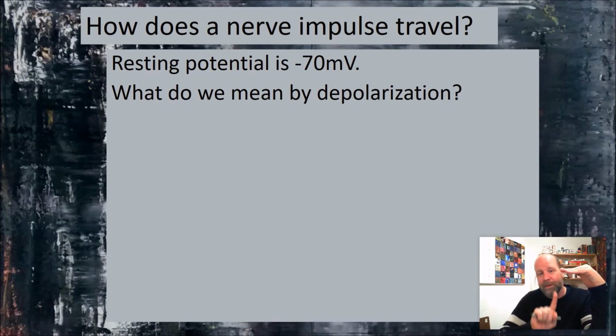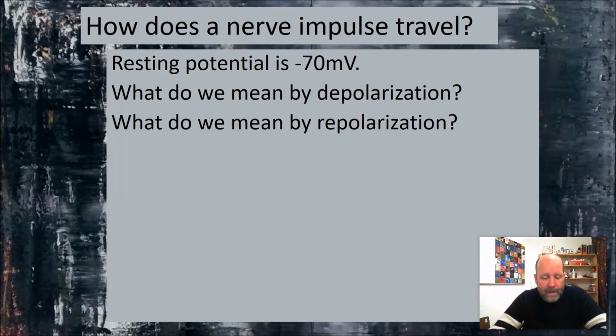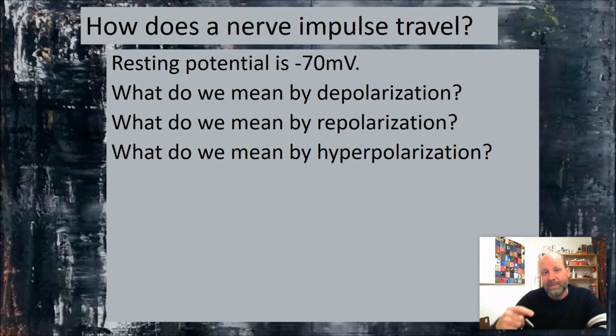Depolarizing means taking it back towards zero, okay, making it more neutral, getting rid of that membrane potential, making it go towards the positive. Repolarization means taking it back to that negative 70. Hyperpolarization means taking it lower, farther than negative 70 millivolts. If we go to negative 80 millivolts, that's hyperpolarization. That's more polarized than what it normally is.